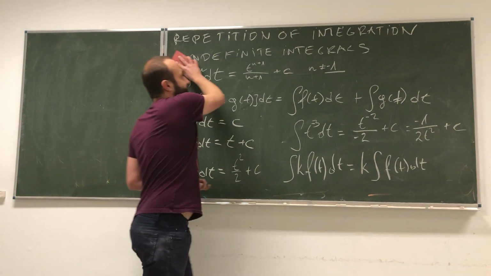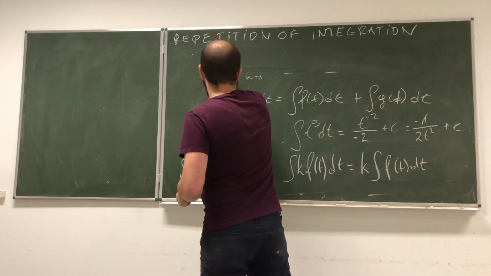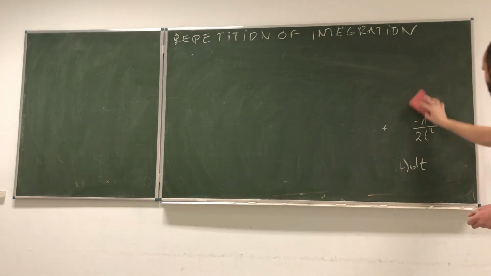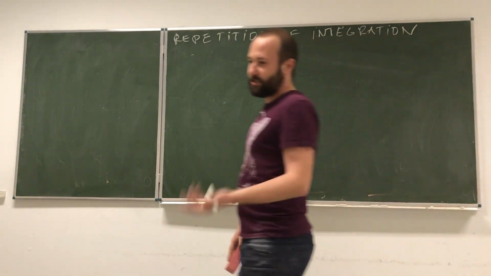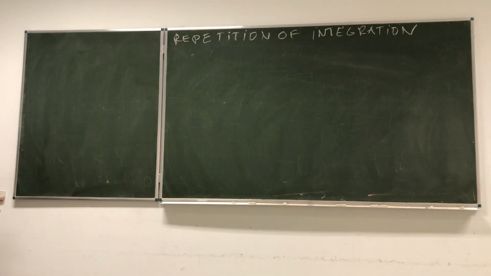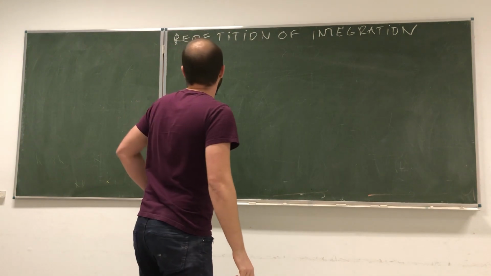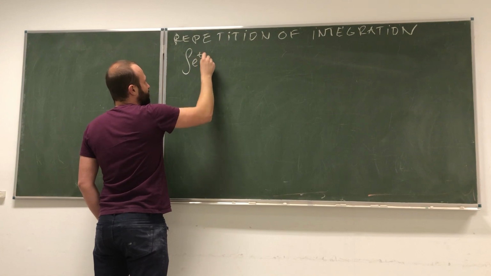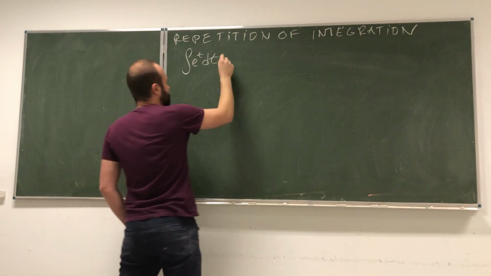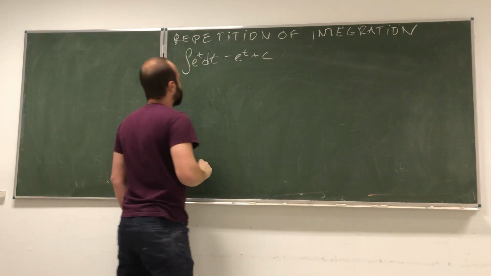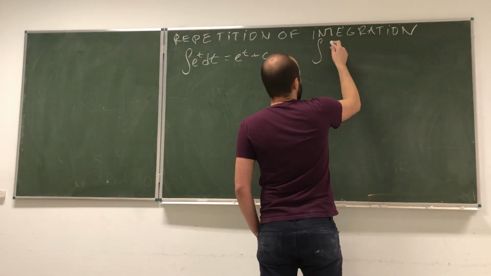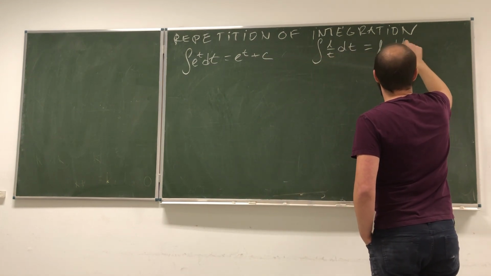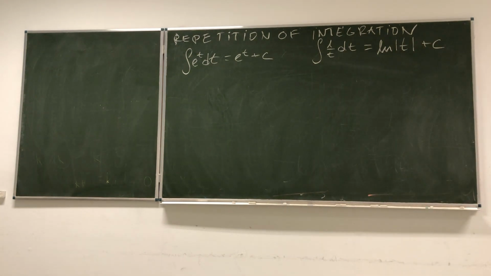But of course, look, in this subject we are dealing with time, and when we are dealing with time, the most useful formulas for us are those associated with exponential, natural exponential functions and logarithms. So, first, we need to remember that integral of e to the power of t is e to the power of t plus c. And similarly, integral of 1 over t dt is ln absolute value of t plus c.